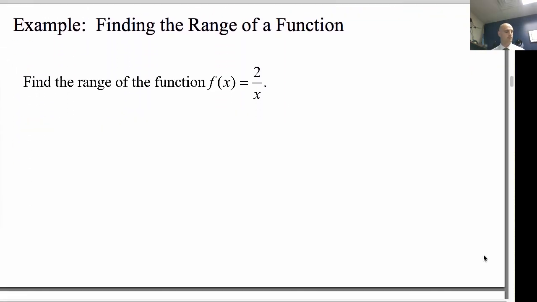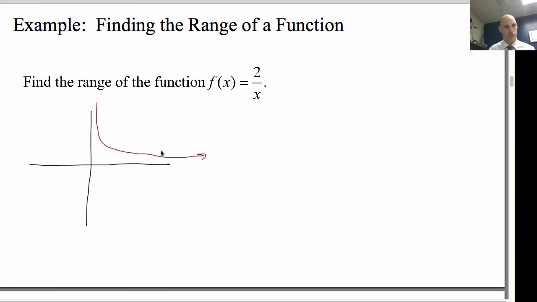Let's find the range. I want to sketch a little graph of this. And when you plug this into your graphing calculator, you're going to get something that looks this way here. Draw it in red here. Graphing sound effects. All right, so you've got kind of this inverse function graph.